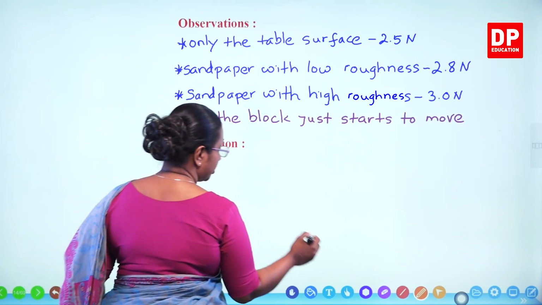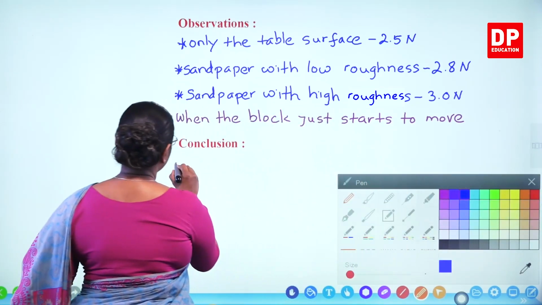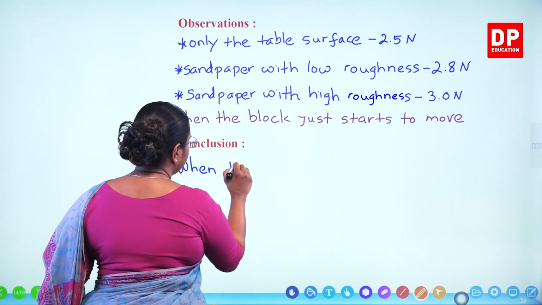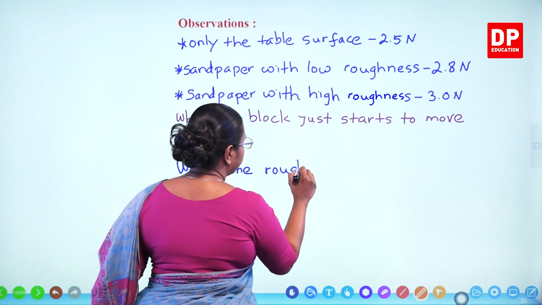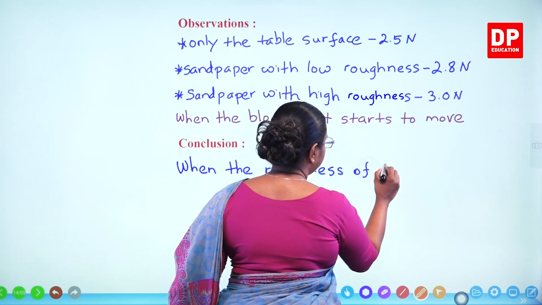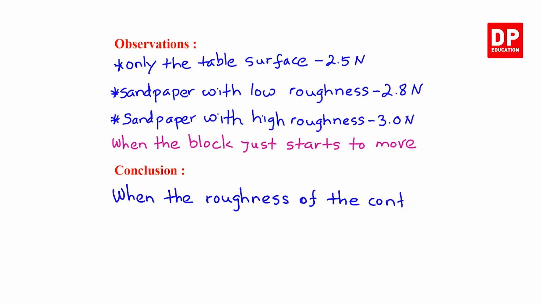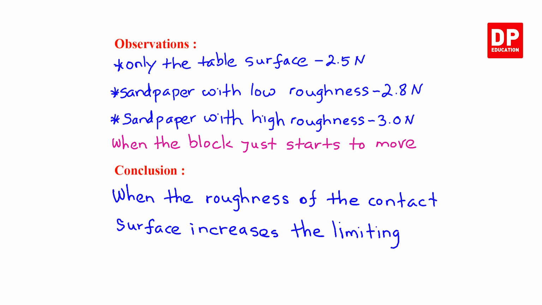So here the conclusion will be, when the roughness of the contact surface increases, the limiting frictional force increases.